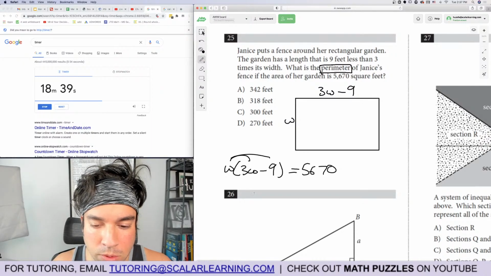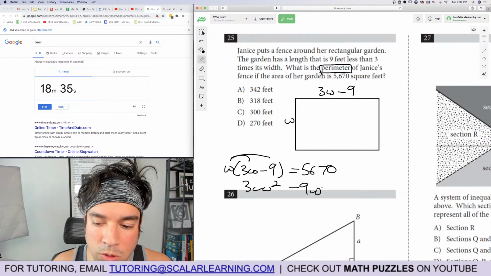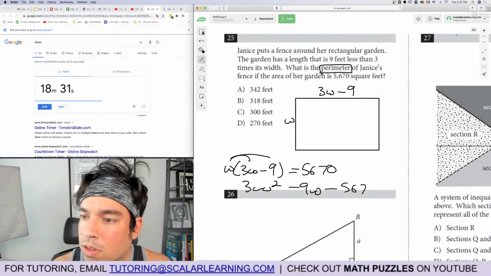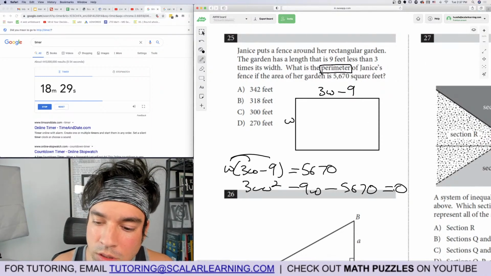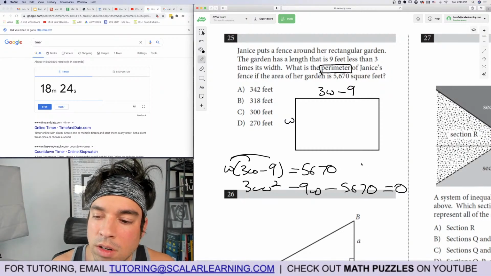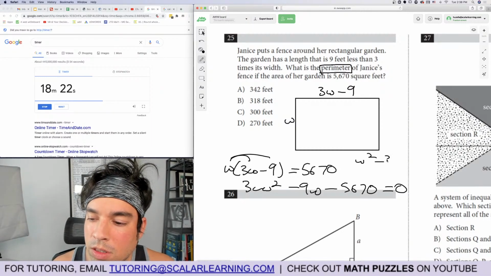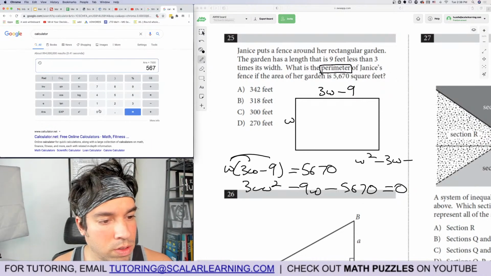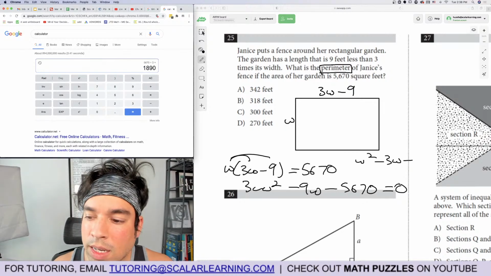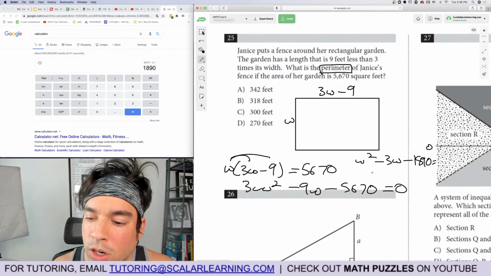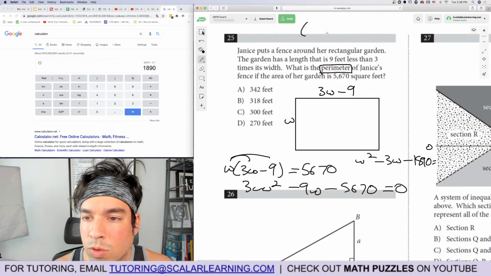FOIL, or distribute. That's 3W squared minus 9W. I'm going to go ahead and in one fell swoop subtract 5670 equals 0. Divide everything by 3. That becomes W squared minus 3W minus 1890, because 5670 divided by 3 is 1890. And that equals 0, of course. We're trying to now factor, if we can. I'll do it up here.